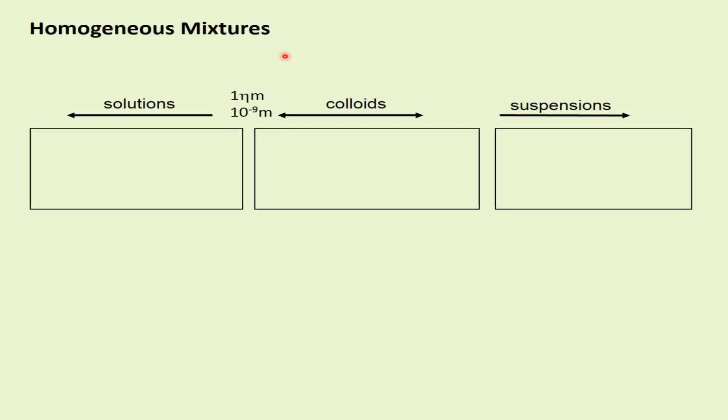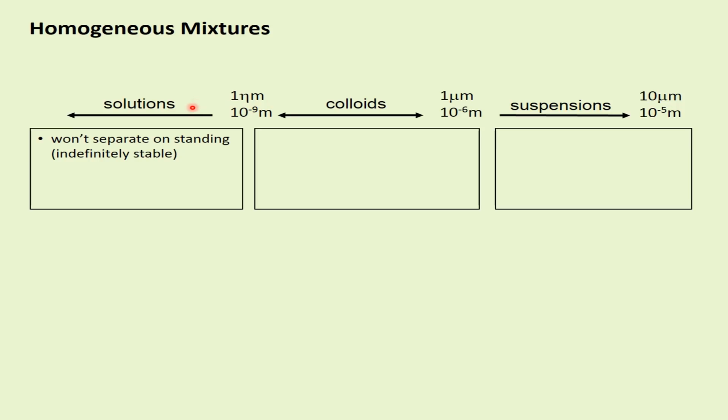Colloids are homogeneous mixtures with particle size ranging between 1 nanometer and 1 micron, or 10 to the minus 6 meters. That's 1/1,000,000th of a meter. And suspensions have particle size ranges between 1 and 10 microns. And these different particle size ranges give rise to different physical properties.